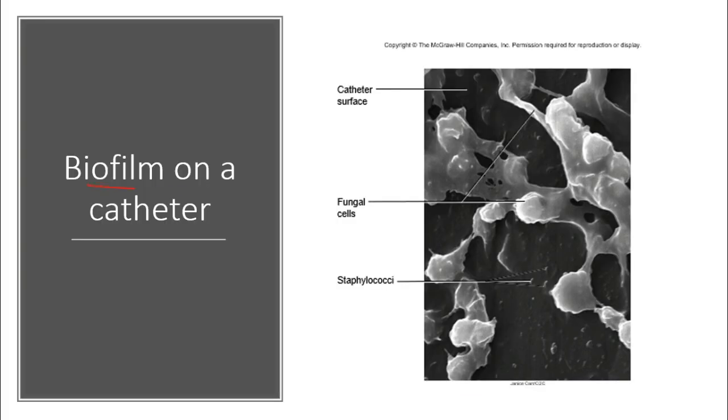So what is this biofilm? Here is a biofilm on a catheter, but in other examples we have biofilm on our tooth, and we have biofilms in any place where there is a constant movement of liquid containing nutrients. So you can see this is the catheter surface, the black colored part, and this is the biofilm made up of bacterial and fungal cells as well. Some of them are fungal cells, and this is staphylococcus cells.